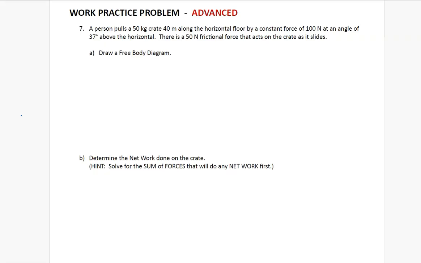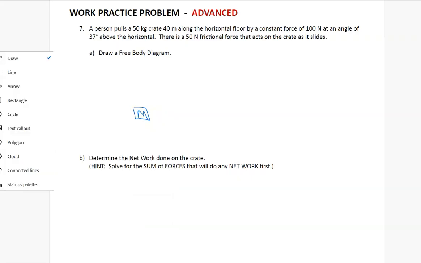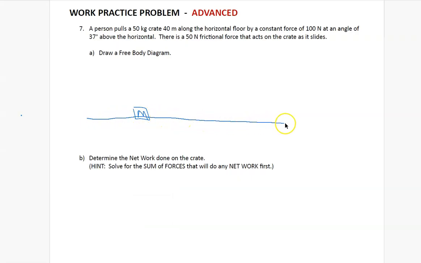This is a work problem that's considered advanced because there is a force that is acting at an angle in this problem, and that requires some trigonometry. All right, so let's look at the problem. Number 7, a person pulls a 50-kilogram crate. All right, let's draw our crate. We'll give it a mass M. Along 40 meters along a horizontal surface. So we've got our horizontal surface, and we're going to pull it along this horizontal surface for 40 meters.